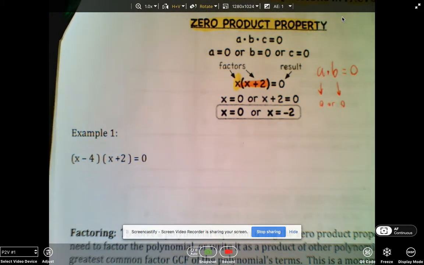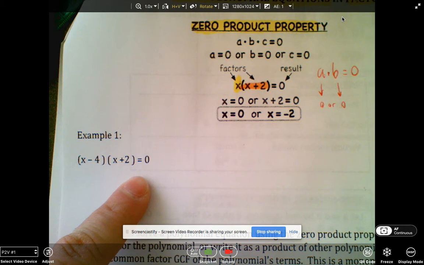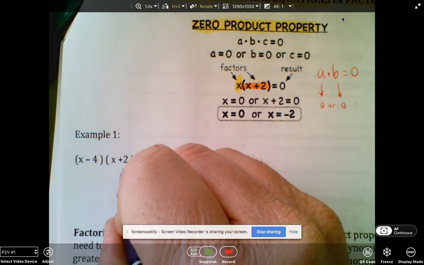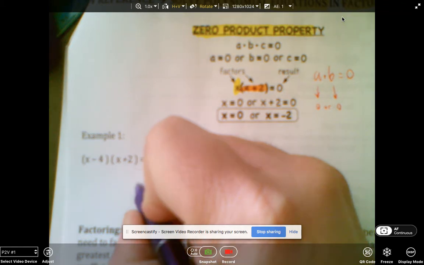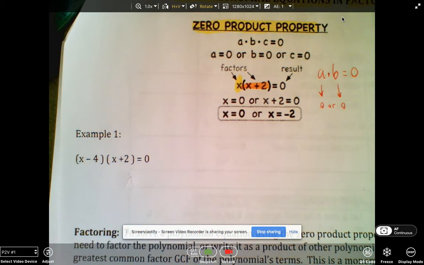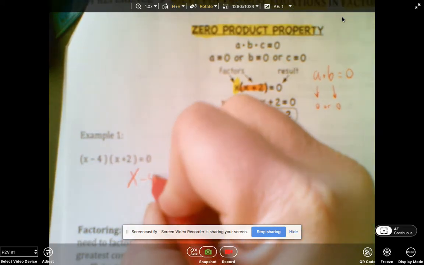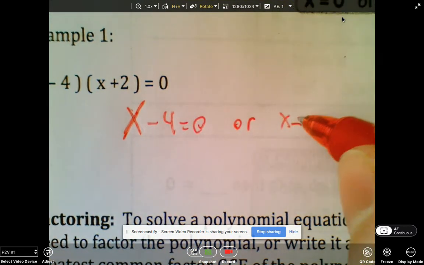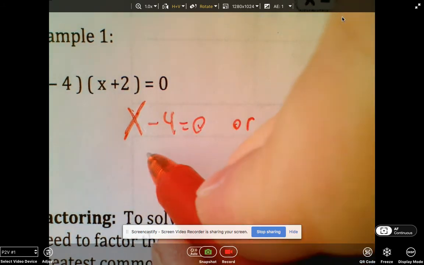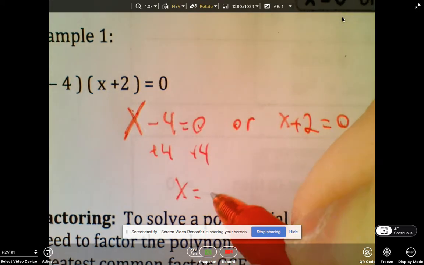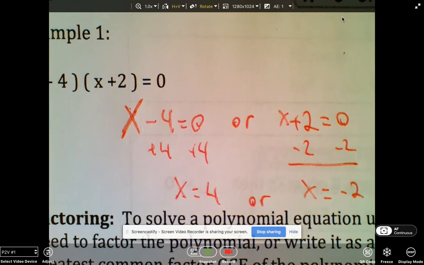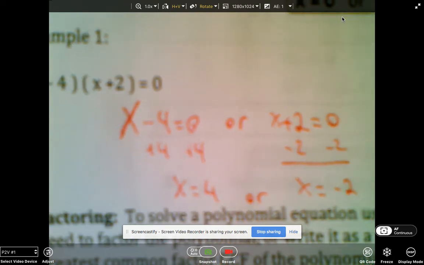So here's an example, the first one here. It's already factored. You can't really do much more to that equation. So basically what you would write here is two equations: either this is equal to 0 or this is equal to 0, if the whole thing is equal to 0. So you write x minus 4 equals 0, or, make sure you're copying this down, x plus 2 equals 0. Then you add 4 to both sides, so you get x equals 4, and subtract 2 from both sides, x equals negative 2. That's the simplest version, but a lot of times your polynomials aren't completely factored.